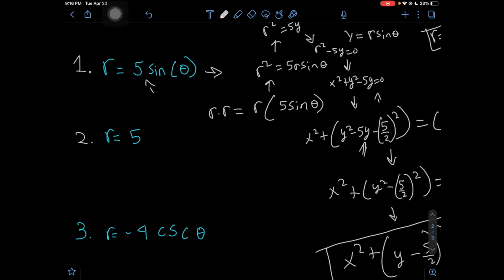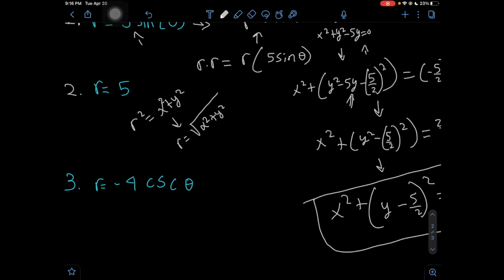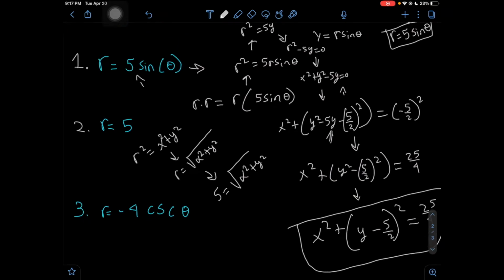Next, we have the problem which says r equals 5. Well, if we remember that r squared equals x squared plus y squared, we know that r equals the square root of x squared plus y squared. So this just means that 5 equals the square root of x squared plus y squared. But remember, it's not just going to be 5 because we squared our r. And since r equals 5, it's really going to be 25. So now we have 25 equals the square root of x squared plus y squared.